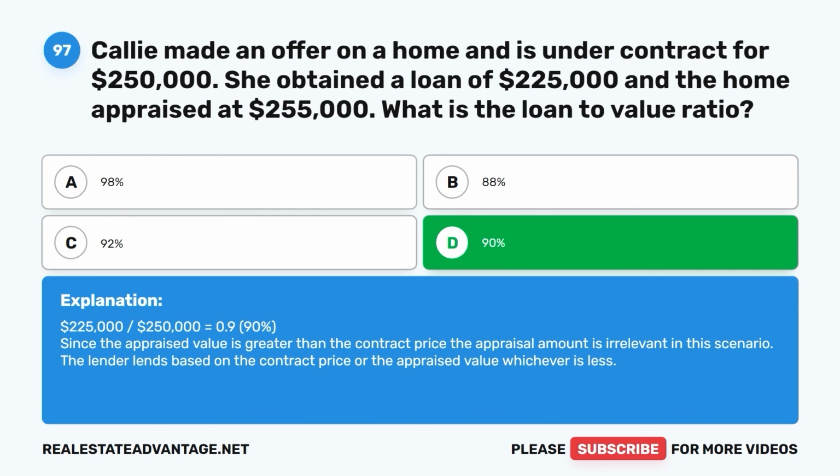$225,000 divided by $250,000 equals 0.9, or 90%. Since the appraised value is greater than the contract price, the appraisal amount is irrelevant in this scenario. The lender lends based on the contract price or the appraised value, whichever is less.